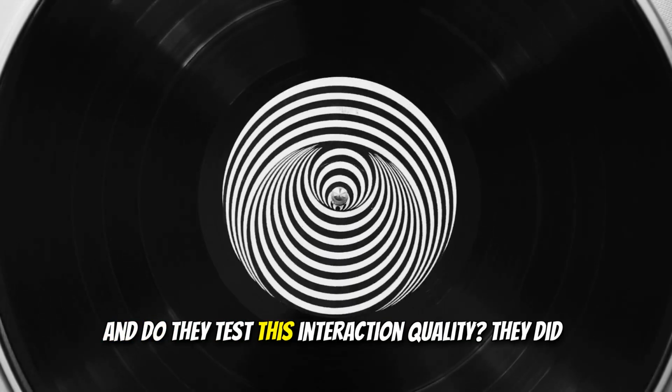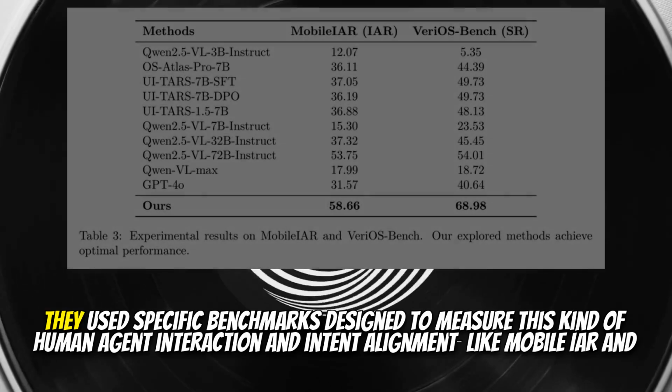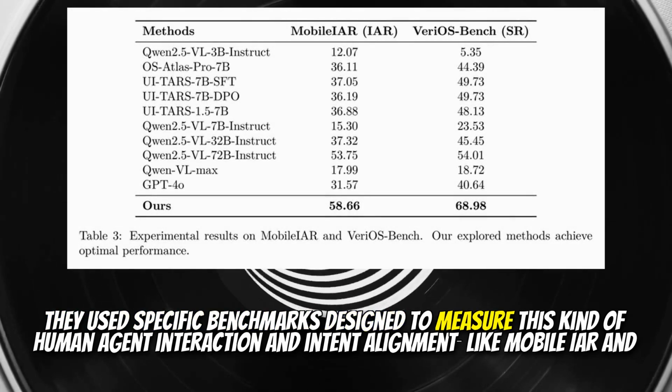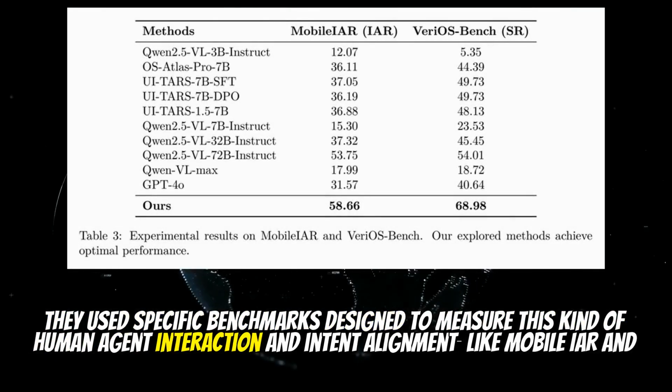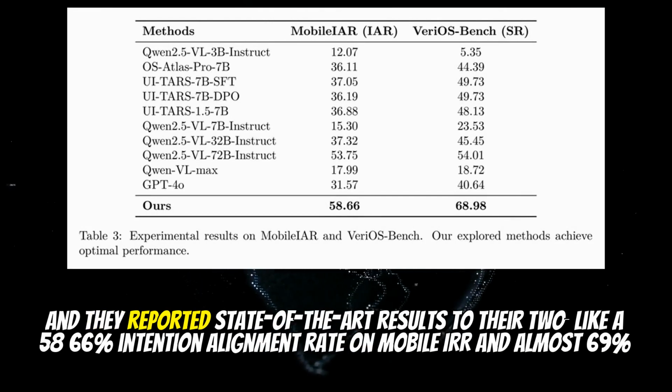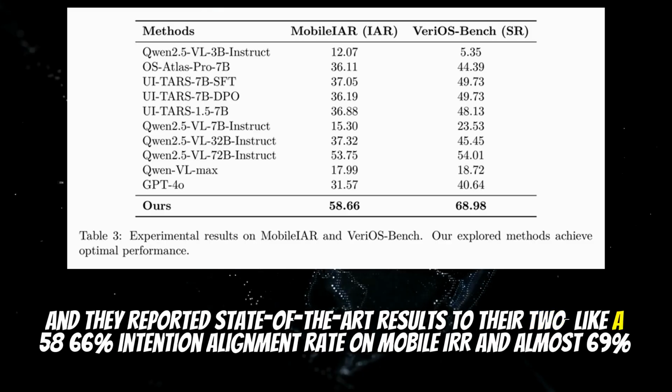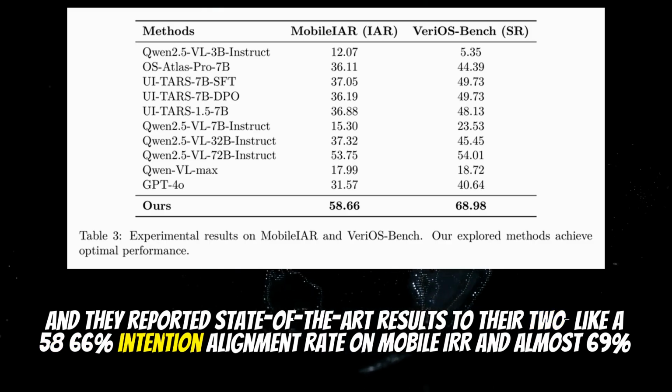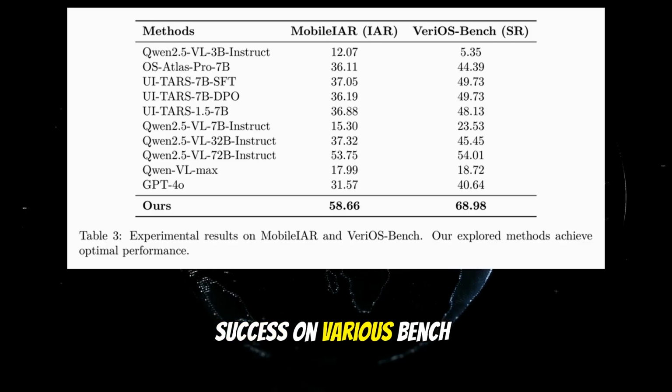And do they test this interaction quality? They did. They used specific benchmarks designed to measure this kind of human-agent interaction and intent alignment, like Mobile IRR and Varios Bench. And they reported state-of-the-art results there, too, like a 58.66% intention alignment rate on Mobile IRR and almost 69% success on Varios Bench.